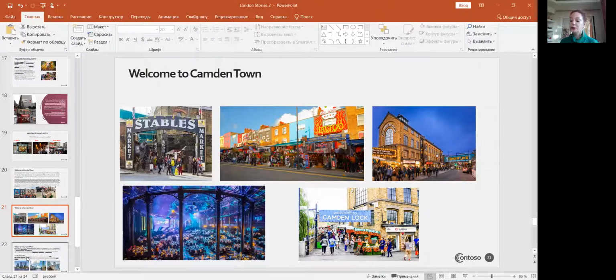They also have a beautiful canal, and you can enter Camden Town and Camden Market on a small ship, and you will see the open air zoo from the water, which is amazingly beautiful.